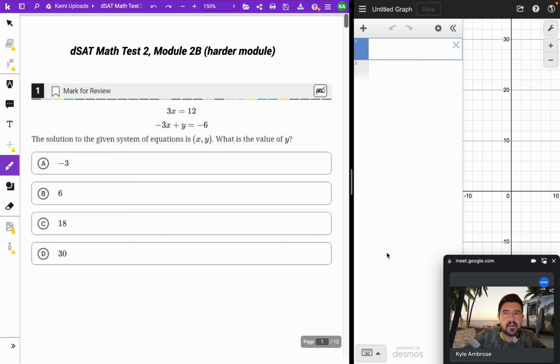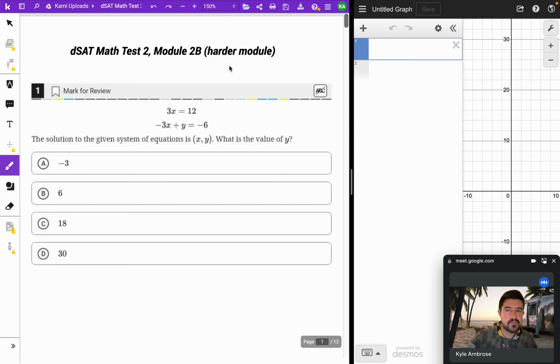Welcome to part 2 of Digital SAT Math Test number 2. If you haven't seen the first video, I recommend that you watch that first. This is the second module, and I'm calling it Module 2B. It's the harder of the two second modules. I got the whole first module right, and so that's why I have the harder of the two second modules. So again, if you haven't seen the first video, go watch that. And if you haven't done this test, I would recommend you do the test first before we go through all the answers. The first one here, there's a system of equations, and they say, what's the value of y?